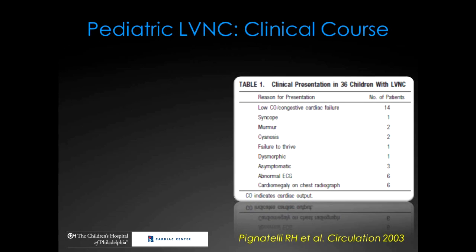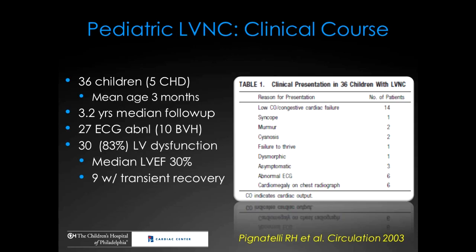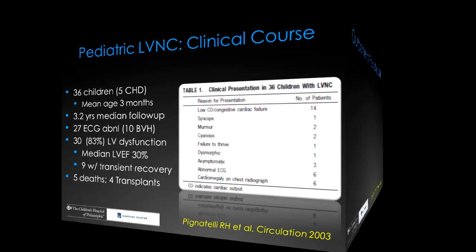I showed you this table earlier from one of the first studies, in fact, of children with LV noncompaction. In this cohort of 36 children, of whom 5 had congenital heart disease, they were very young. They generally presented by 3 months of age. There was 3 years of median follow-up. The majority of patients had an abnormality on their electrocardiogram, and over 80% of them had left ventricular dysfunction with a median left ventricular ejection fraction of 30%, and 9 of them had transient recovery of their function. But you can see this is an extremely high-risk cohort. Of the 36 patients, 5 died and 4 underwent transplantation.